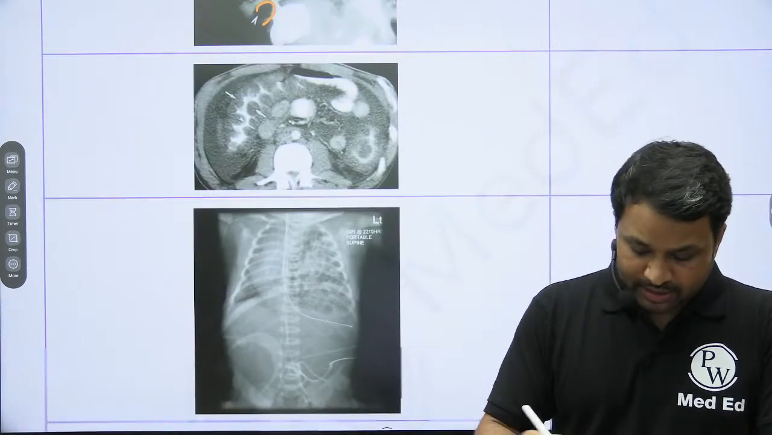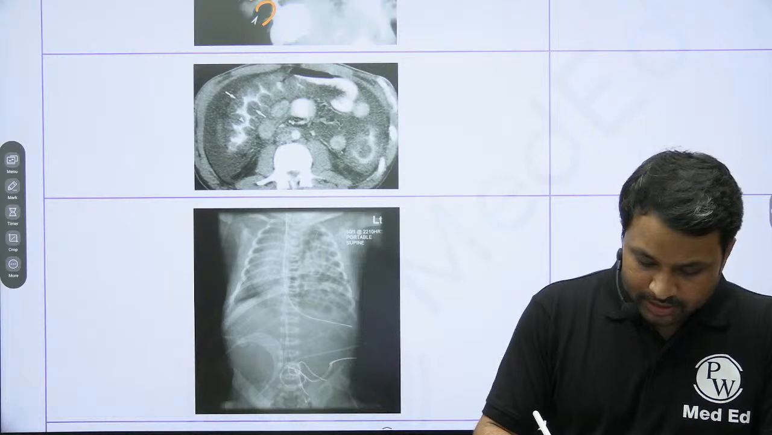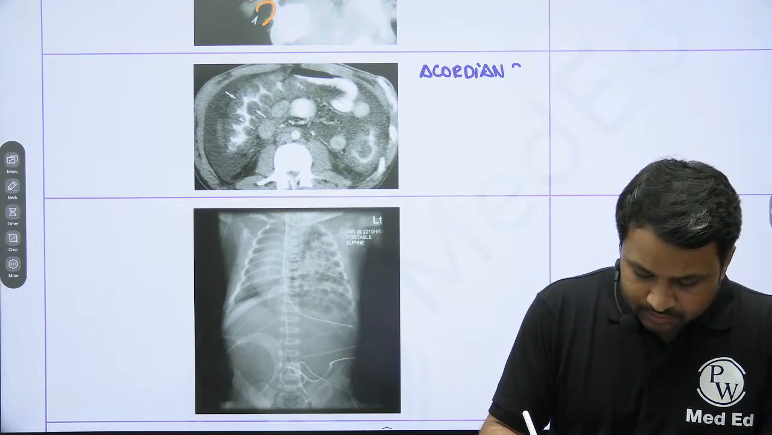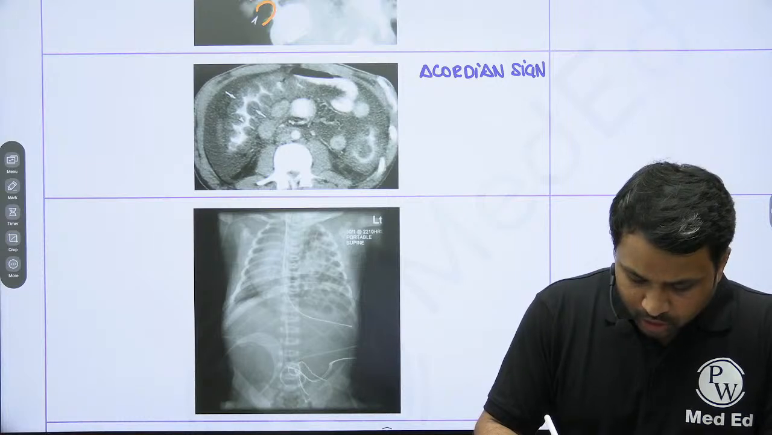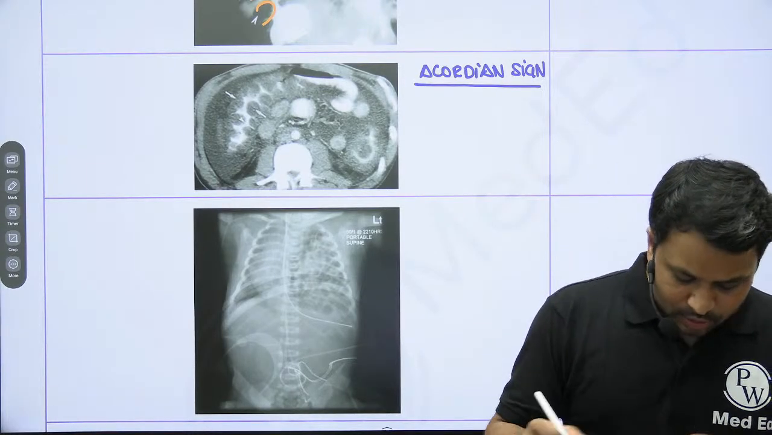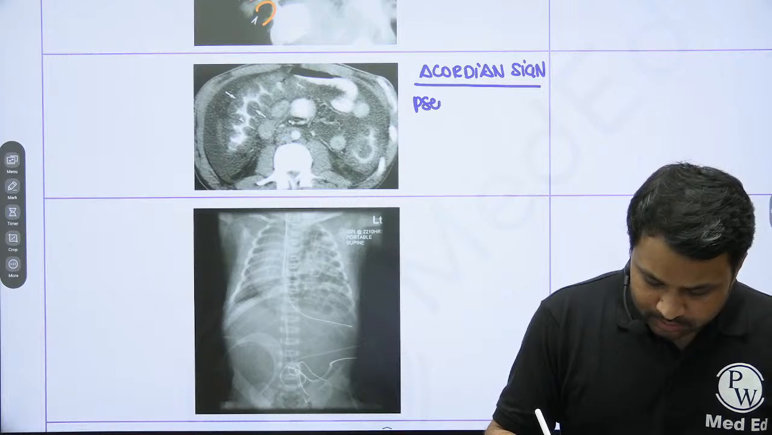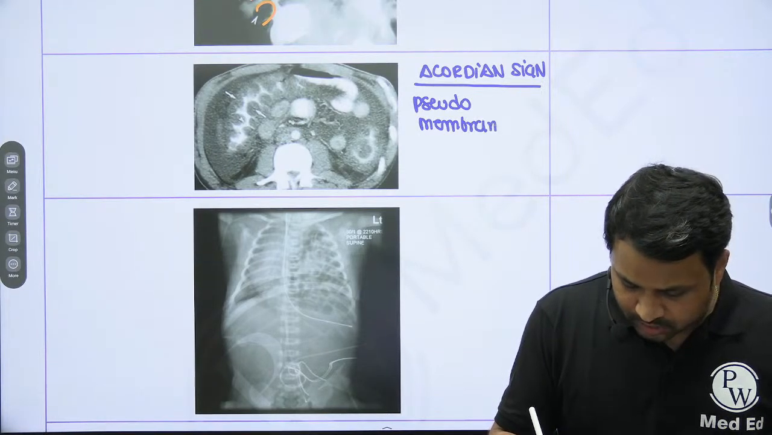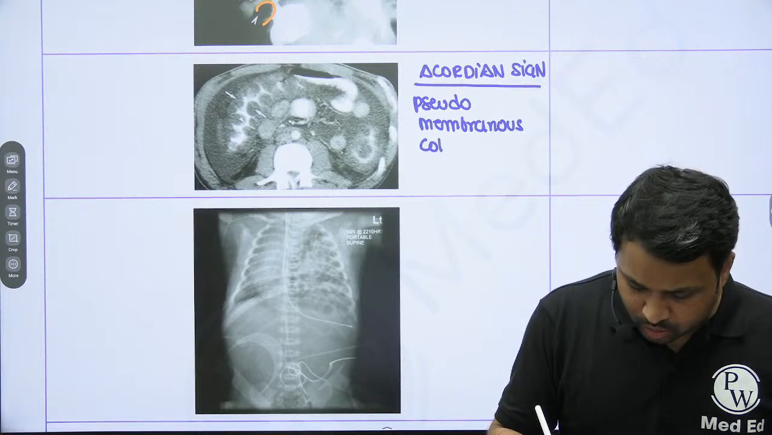On a CT, you can see this white and black, and this is what we call the accordion sign. Where do you see the accordion sign? Accordion sign will be seen in pseudomembranous colitis.